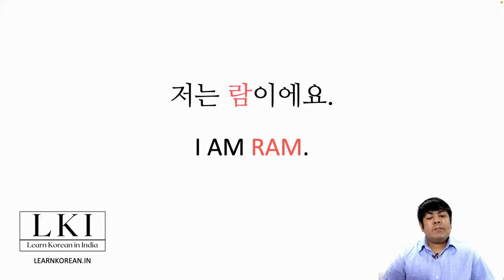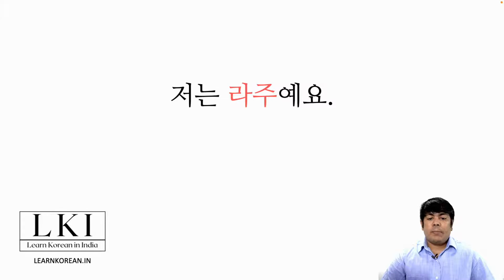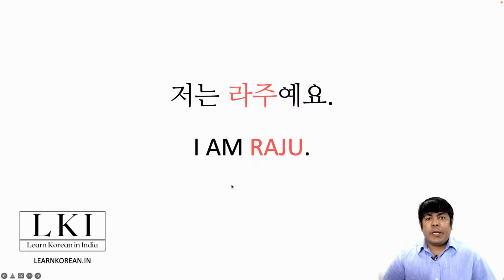But let's say someone's name is Raju instead of Ram. So in the word Raju, there is no pachim at the end. The word is ending with U, Ra and Ju. So there is no pachim. So here we will use 예요. So we will say 저는 라주예요.